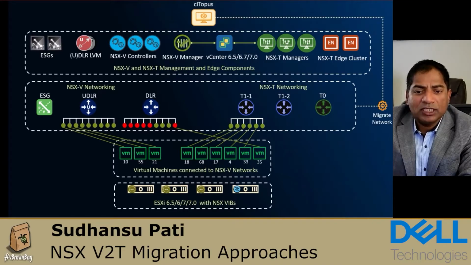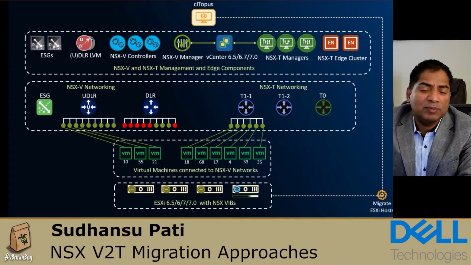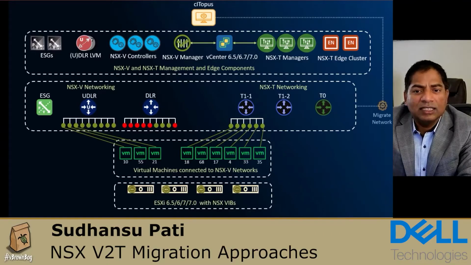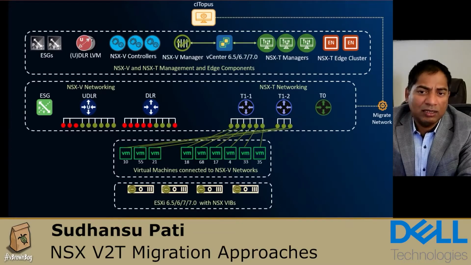So once the process is completed, I have all of my ESXi hosts converted from NSX-V enabled VIBs to NSX-T enabled VIBs. And all of my VMs are configured with NSX-T networking, and they are connected to NSX-T specific routers and switches. You might ask, when some virtual machines are on V and some are on T, how does the communication work between the virtual machines?